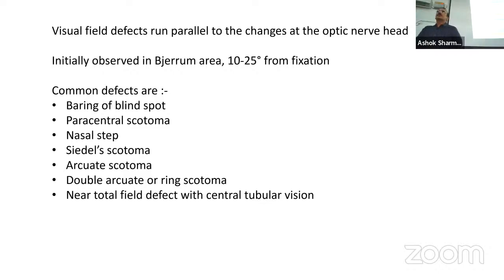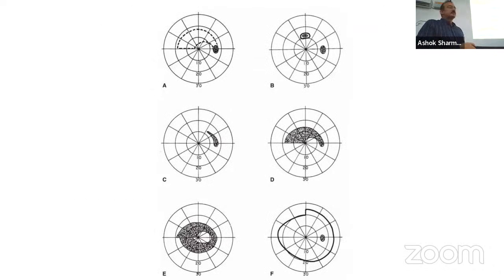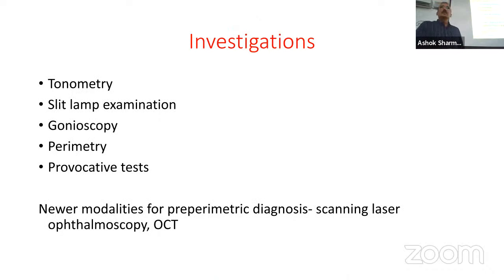So what visual fields will you see in glaucoma? Central 10 to 25 degrees with a Bjerrum screen. There is bearing of the blind spot. There are isolated paracentral scotomas. I'll show you next what they are. There is a seidel scotoma, arcuate, double arcuate scotoma. And then in the end, there is tubular vision. So here is an isolated paracentral scotoma. This is an arcuate scotoma, a double arcuate scotoma, and then tubular vision. So this is how glaucoma presents.